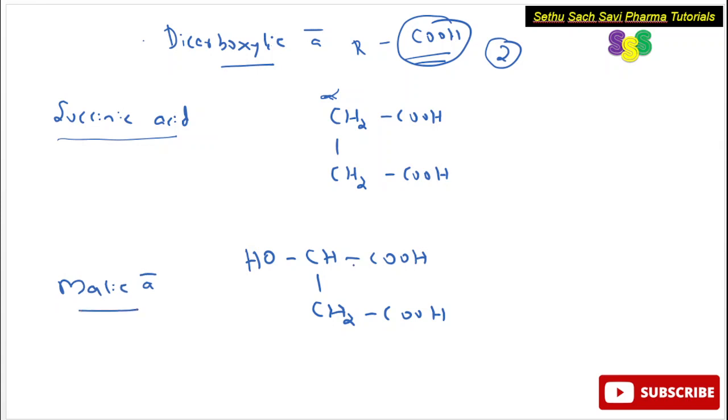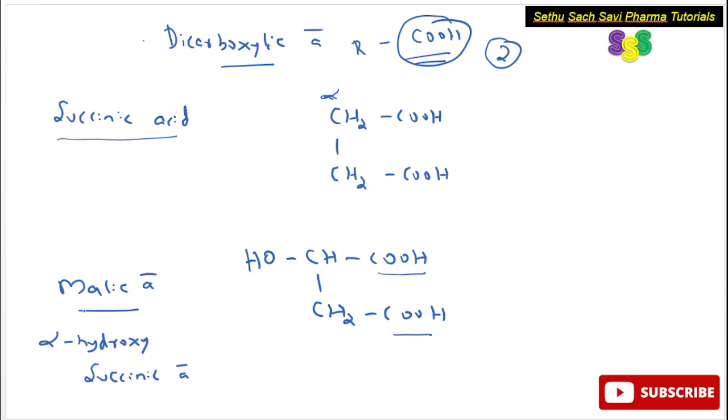So malic acid is the hydrated, or you can say that it is alpha hydroxy. I have attached a hydroxy group, so it is alpha hydroxy succinic acid. Okay, so this is also a dicarboxylic acid because you can see a COOH group here. So malic acid is also a two carboxylic acid containing compound, that is dicarboxylic acid.